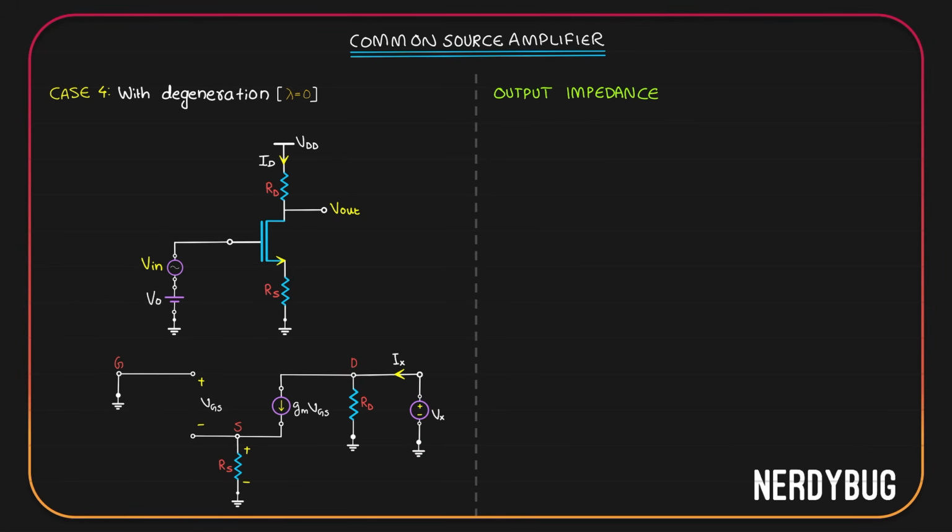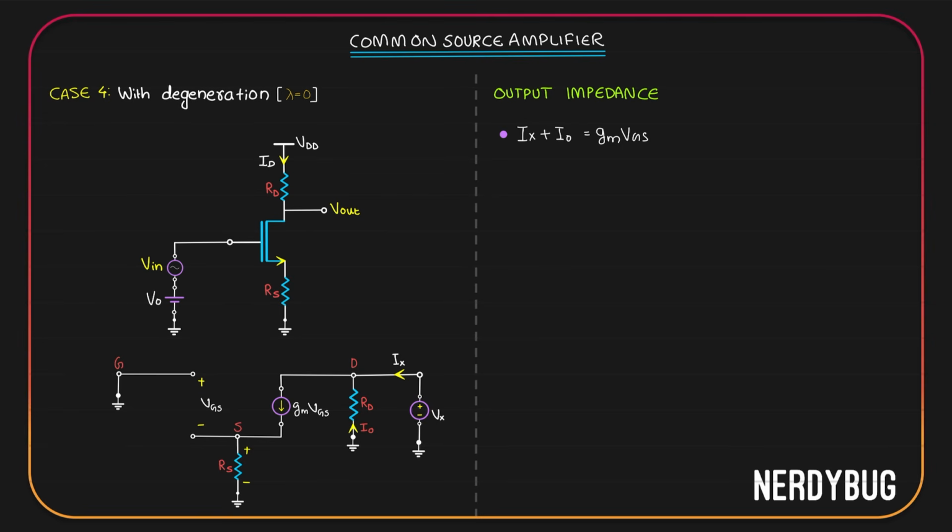Let us start by marking the current flowing through our resistance Rd like this. I'll call it I0. Consider this node. Ix is coming into it. I0 is also coming into it. GmVGS is going out of it. So according to Kirchhoff's current law, Ix plus I0 should be equal to GmVGS.